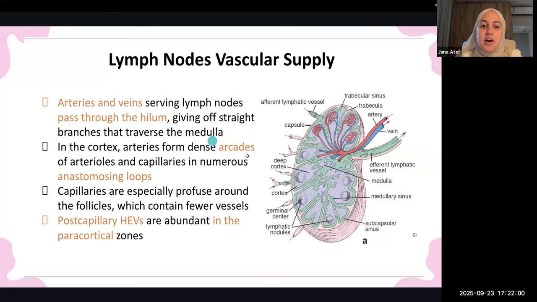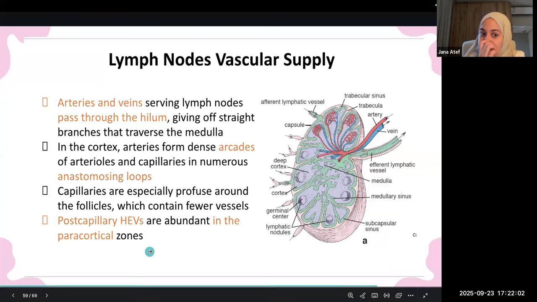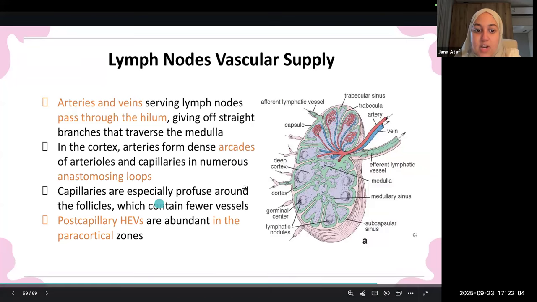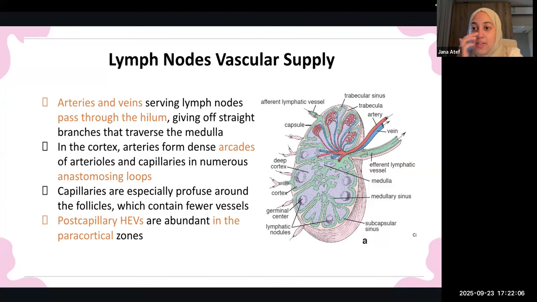Now remember we said the postcapillary HEVs are found in the paracortex. So what did the cortex contain? We said anastomosis, but it also had something else. What is found in the cortex of lymph nodes? Yes, the cortex has nodules. Again, this is a distinguishing feature. If they ask you where nodules are found, they are found in the cortex.